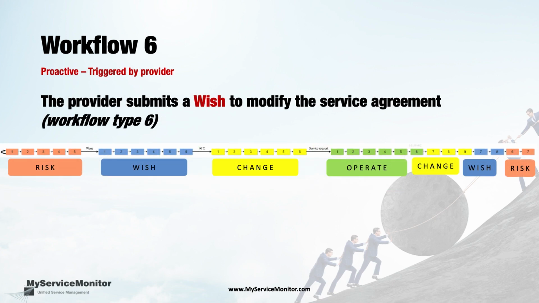The next 3 workflows are proactive. In workflow 6, the provider submits a wish to change the service agreement. The only difference with this and workflow 1 is that it begins and ends in the risk management or improve process, since it's proactive and originates with or is triggered by the service provider.